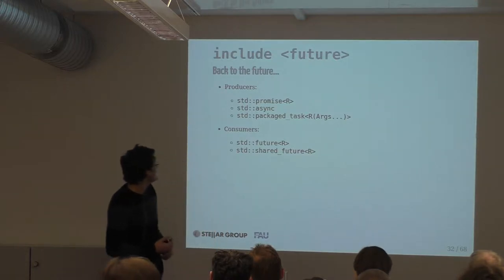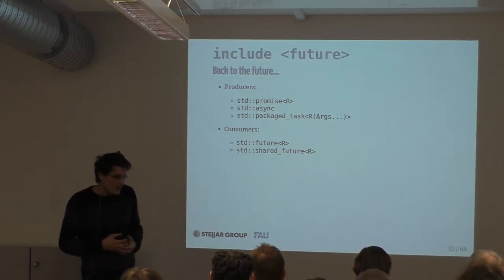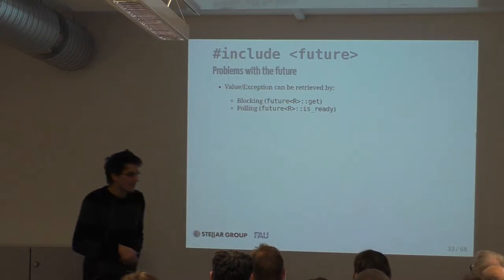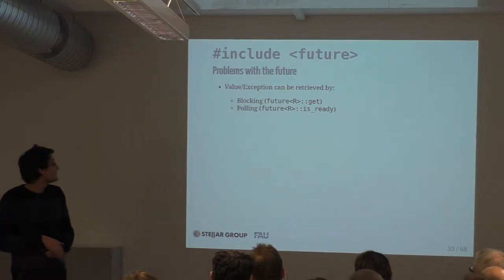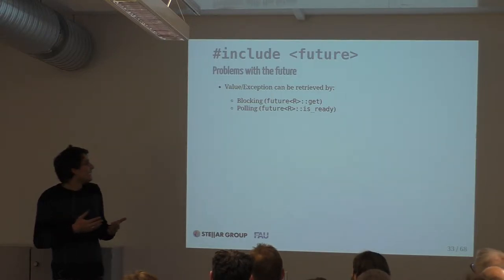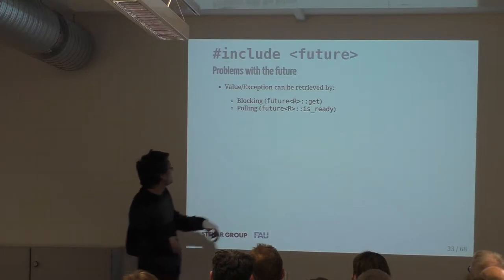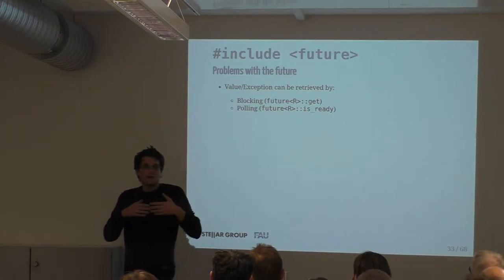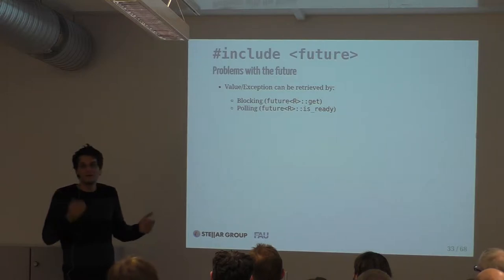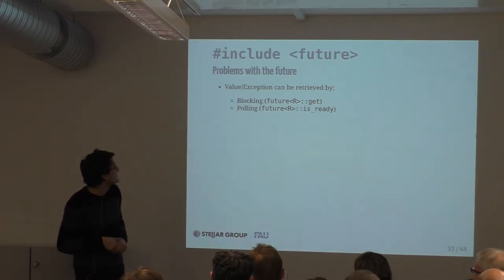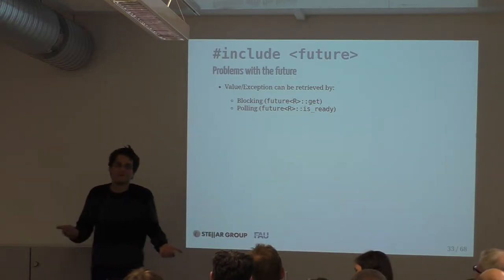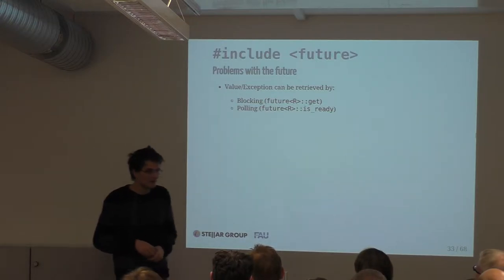The nice thing about the future is that it's supposed to be better composable than the raw threads, right? Unfortunately, that's not really true in the current incarnation of the standard, because the only way to actually retrieve the value or the exception is by calling a blocking get, which suspends your current thread, and you essentially waste the resources on the thread. The other possibility is to constantly poll the future, which isn't a good solution either, right?